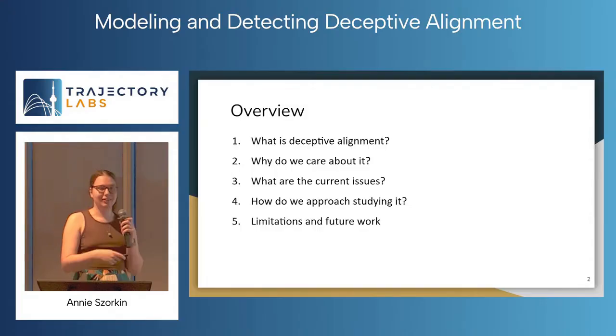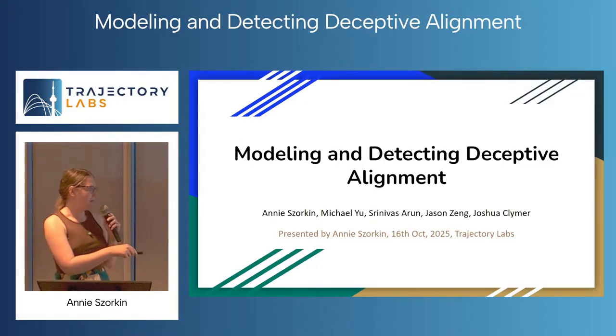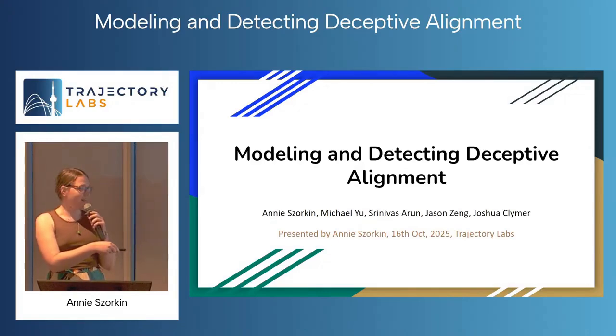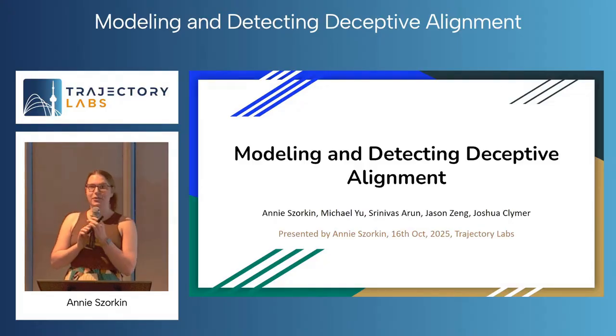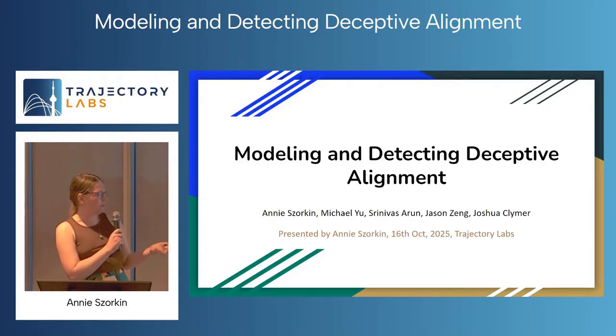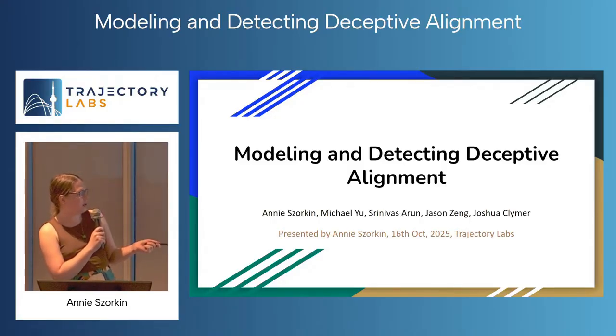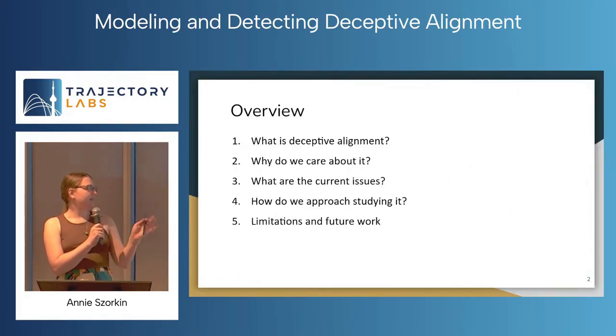I should say that this is a presentation about work I collaborated on and co-authored. We haven't published yet, but it's been a really cool research project for the past 3 months under Joshua Clymer from Redwood Research. I did it during Pivotal with Michael, who's doing maths, and Srinivas and Jason as well. So let's dive into it.